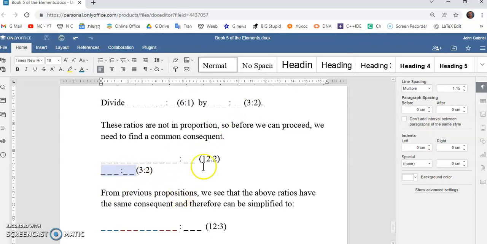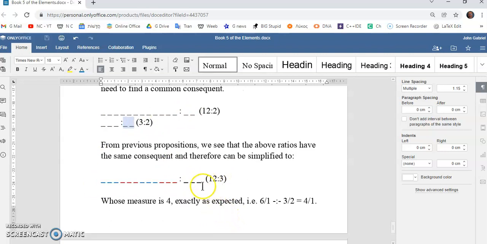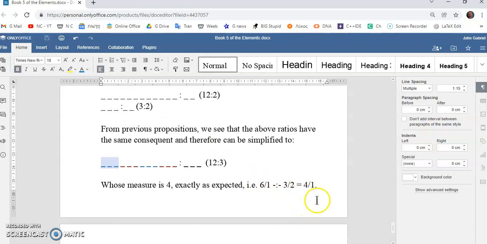And now we can, because we know from a previous proposition that if these have the same consequent, we can discard the consequent and form a new ratio, as you see over here, 12:3. Do you see this 12:3? Yeah? And now we know that we can use the consequent to measure the result, and it gives us exactly 4. Notice I've color-coded so that you can see it easily. 1, 1, 2, 3, and 4, okay? So it's exactly as expected. If you say 6, 1 divided by 3/2, that's equal to 4/1, or just 4.